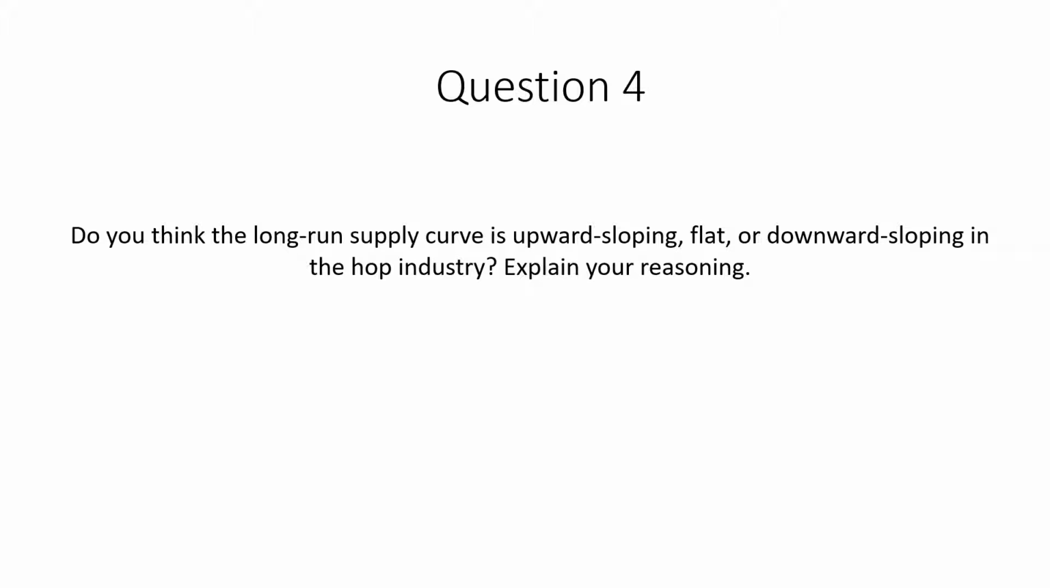Okay, so moving on to question number 4. Do you think the long-run supply curve is upward sloping, flat, or downward sloping in the hop industry? As I mentioned earlier, while discussing question 3, the long-run market supply curve is usually perfectly elastic. This is due to the basic lesson of entry and exit. When there's profit to be made, firms enter the market, and when there's no more profit to be made, the firms leave the market, causing the long-run supply curve to be perfectly elastic.